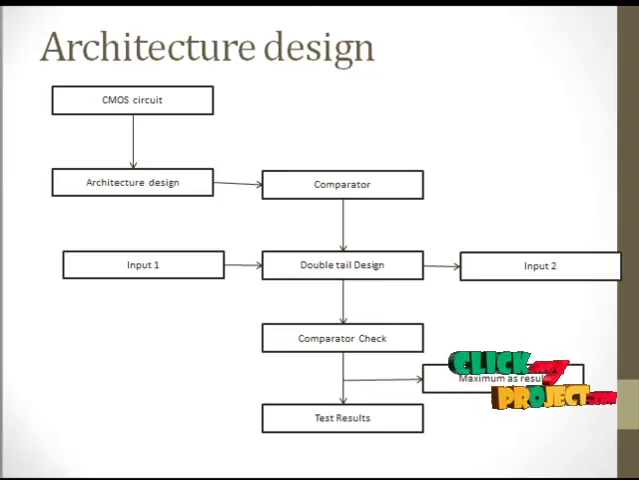Let's see the architecture design of our proposed double-tail comparator. Our comparator design is performed in the Tanner tool because our comparator design is based on CMOS technology. Especially for comparator design in CMOS technology, the Tanner tool will give us better results. So the CMOS circuit is designed in Tanner. Before that, we are designing the architecture of a normal comparator. That normal comparator design is modified to double tail. That means we have to design that comparator for two power supplies. Each supply is connected with each tail. So we are having two tails and two supply voltages.